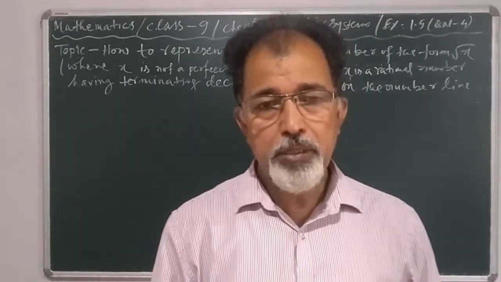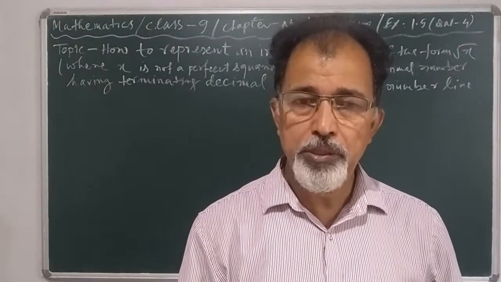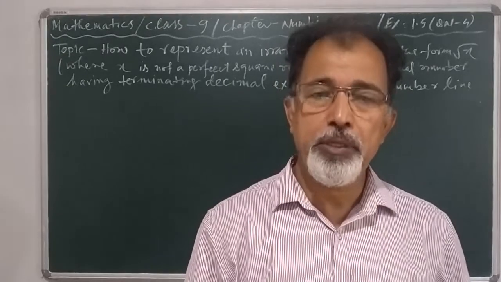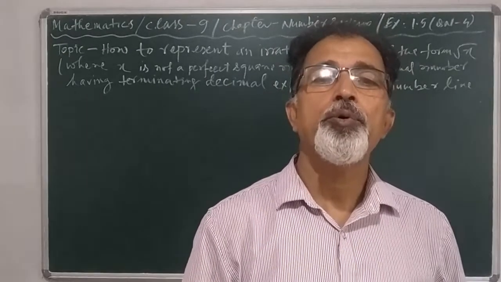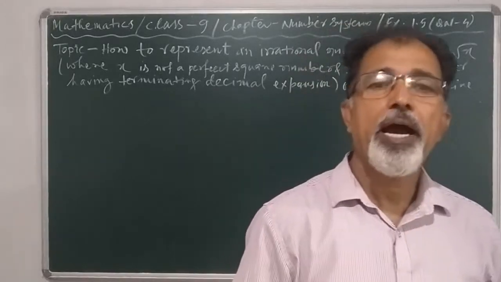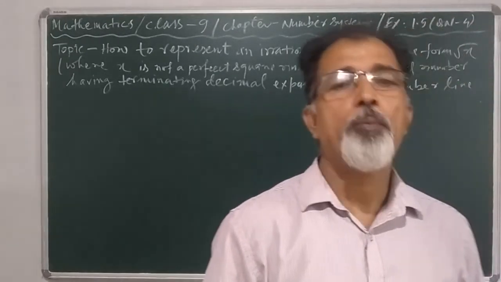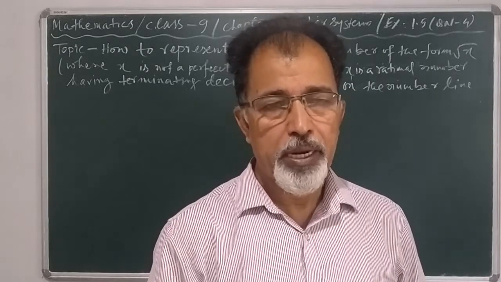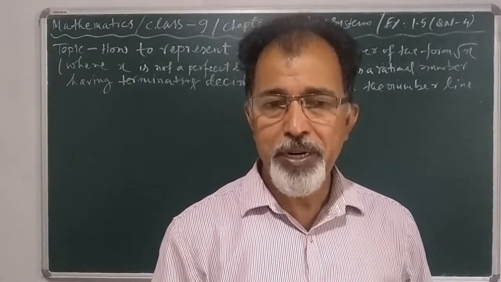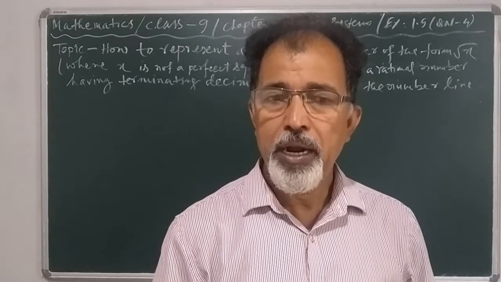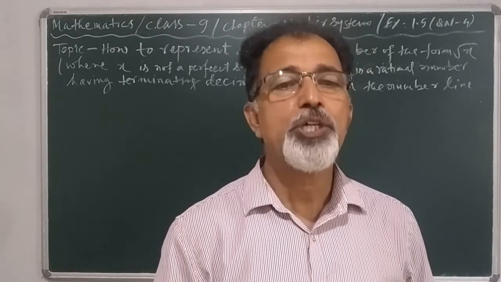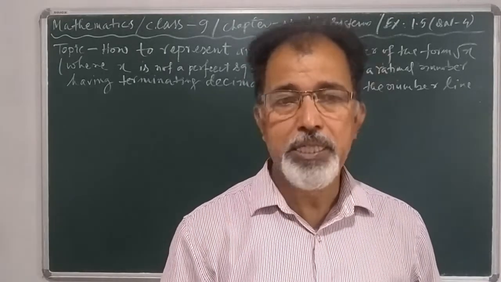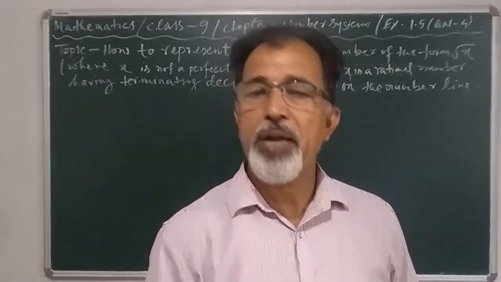Good morning, students. Our today's chapter is number systems and the topic is how to represent an irrational number of the form root over x, where x is not a perfect square number and x is a rational number having terminating decimal expansion, on the number line.